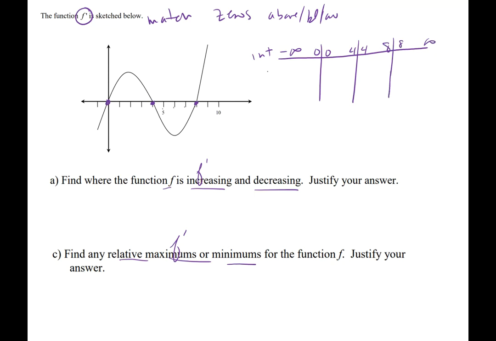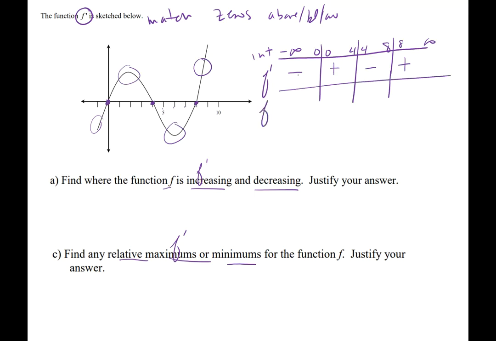All right, so I need to look at what is going on with my derivative. So I'm looking at above, below. So this first interval is below, so negative. My next interval is above, so positive. My next interval is below, so negative. And my last interval is above, so positive. So what does that mean about the original function?